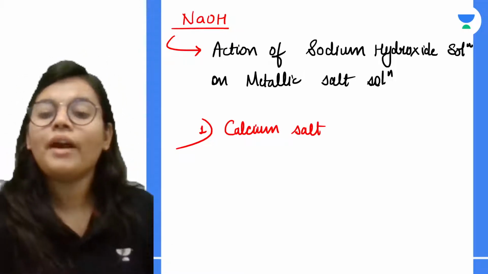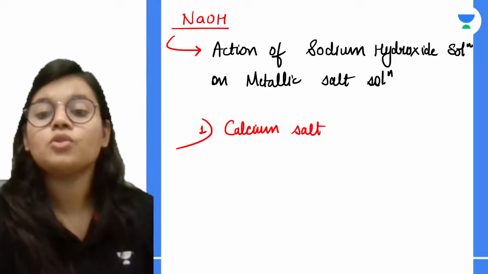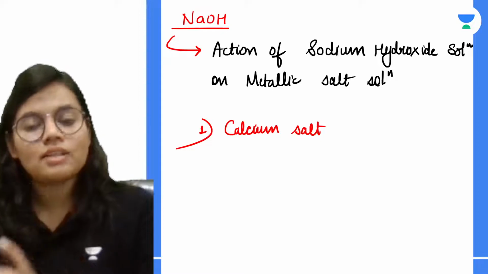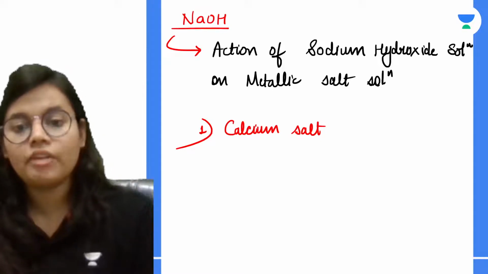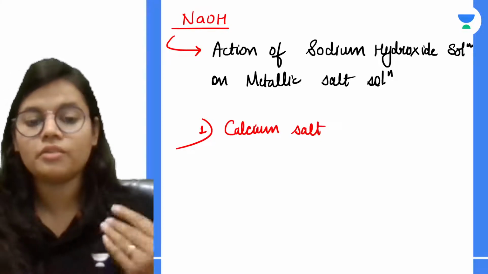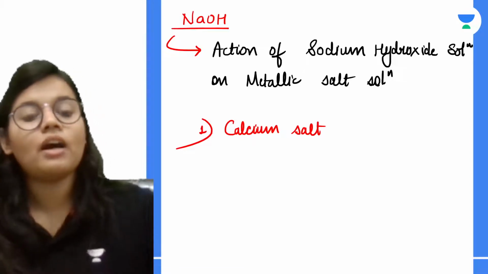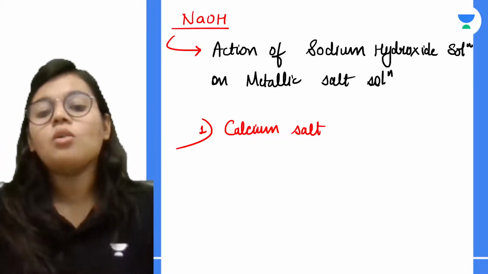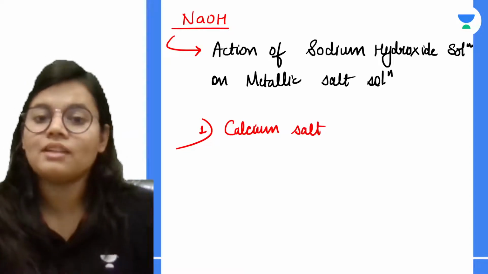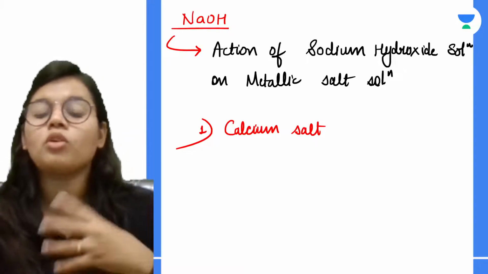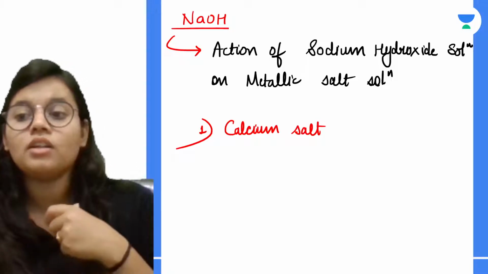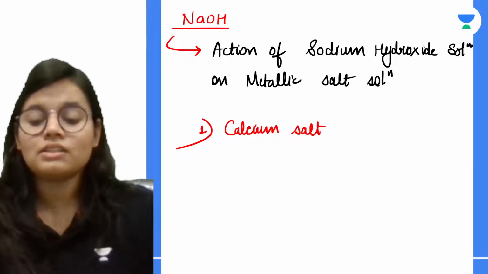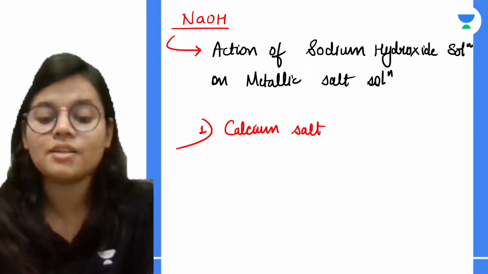Okay, how to identify a calcium salt with the help of sodium hydroxide solution? That means a substance that is given to us is a salt of calcium, but we of course do not know it, and another reagent that is given to us is sodium hydroxide. So how do we make these two substances react, and what should be the product or the identification thing that we get in order to know that this particular substance is a calcium salt?